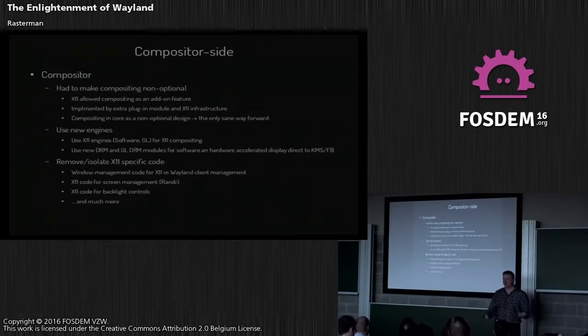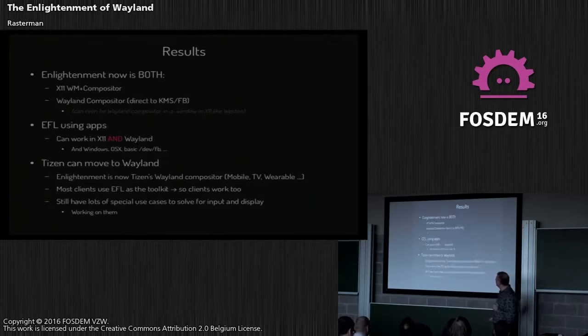We had to isolate a whole bunch of X11 code. Being an X11 window manager, it had quite a lot of X11 code floating around. Interestingly enough, it wasn't actually that hard. We'd already isolated a lot of it; we just had to isolate it even more. So that's what we did on the compositor side. Now Enlightenment these days is both a Wayland and X11 compositor as a result.